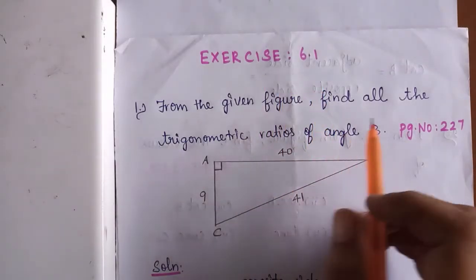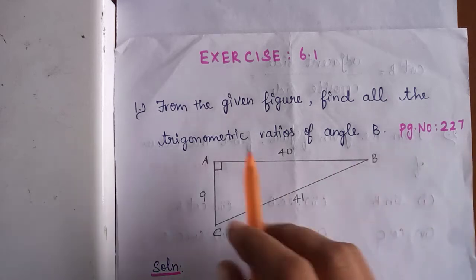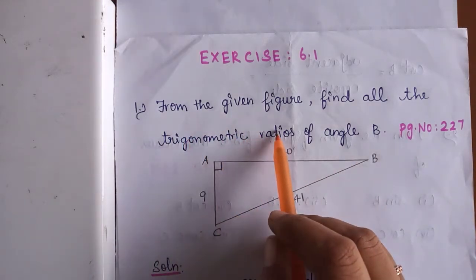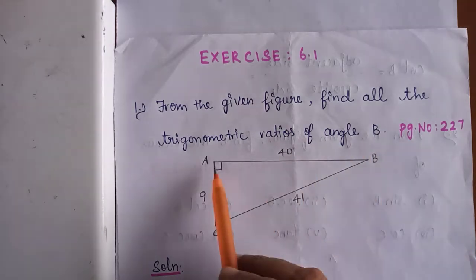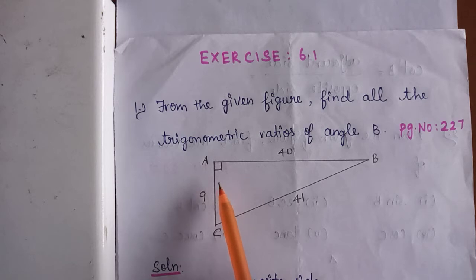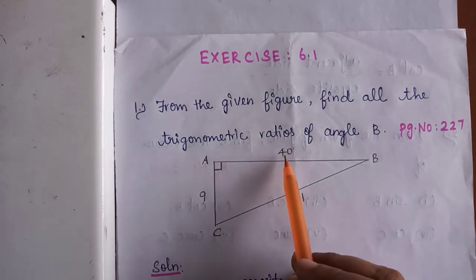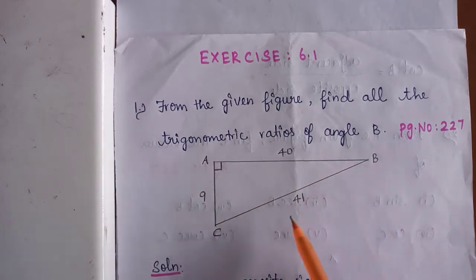Exercise 6.1. It belongs to page number 227. Problem number 1. From the given figure, find all the trigonometric ratios of angle B. So this is the given figure, triangle ABC, which is right angled at A. So you have to find the ratios for angle B. AB is 40, BC is 41, AC is 9.